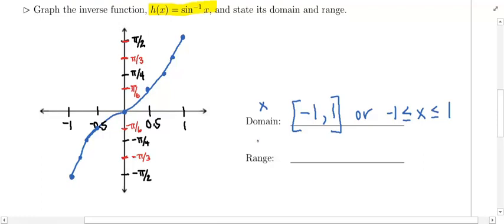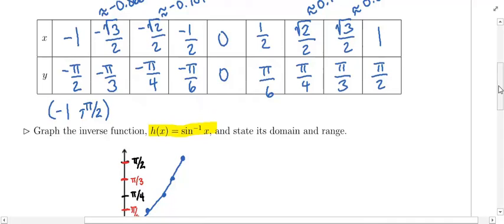Okay, the range is going to say what y values this graph exists between. So if you look at your y-axis, look at the lowest point on the y-axis and then the highest point. The lowest point right here has a y coordinate of negative pi over 2. We are including that point. It is an output. Negative pi over 2 is the output to the input of negative 1.